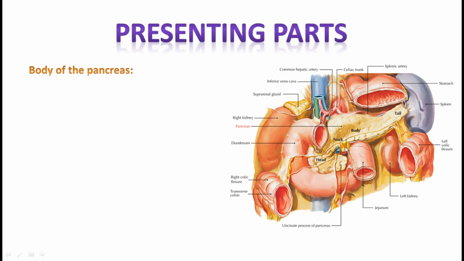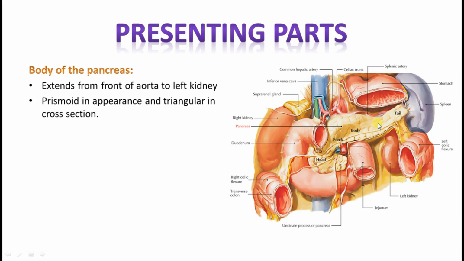Next, we will discuss the body of the pancreas. The body, you can tell, is prism shaped or pyramidal. It has three surfaces and three borders. Main extension is from the abdominal aorta, to the left of the abdominal aorta, to the left kidney. So from the front of the aorta to the left kidney is the body of the pancreas.